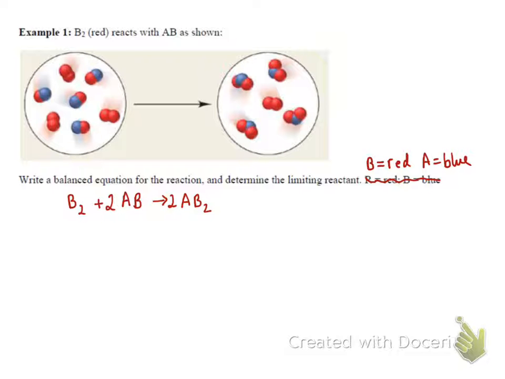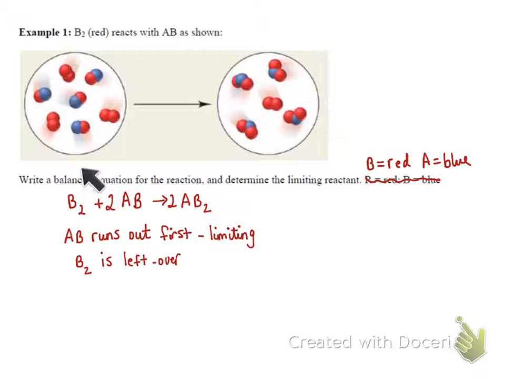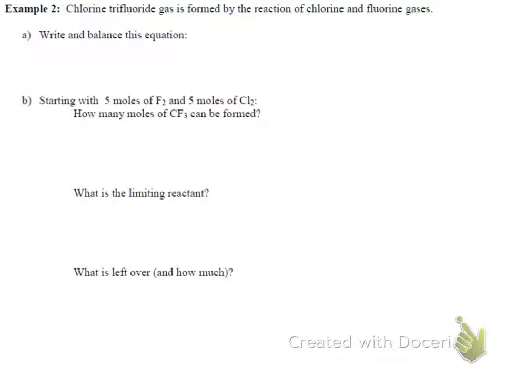So figure out which one is going to run out first. AB runs out first because it's going to keep going until something runs out. And in this case, for every 1 B2, we're going to need 2 of these guys, and that's going to give us 2 product molecules. So that actually happens twice, and AB runs out, so it's limiting. And I still have a B2 left over. See, this one left over here. So then we're going to combine this with moles and do some mole calculation.